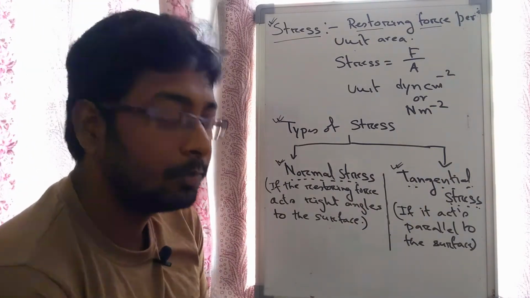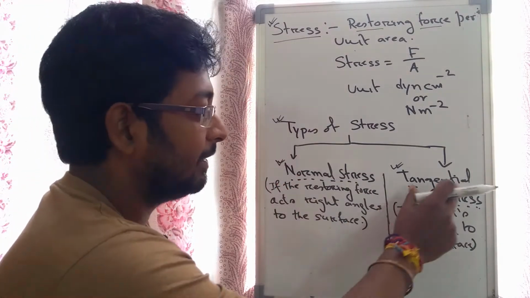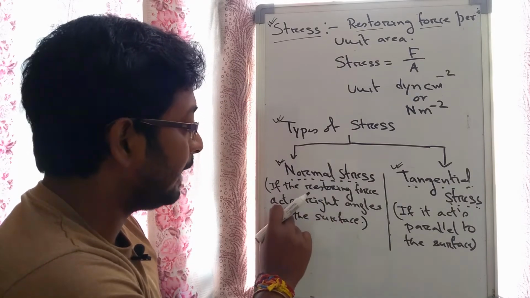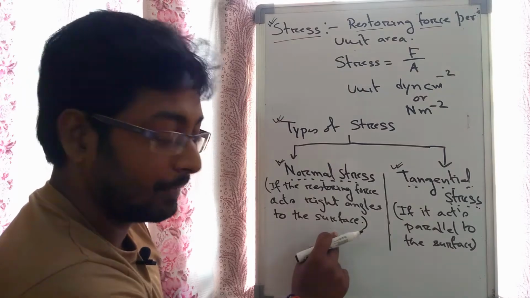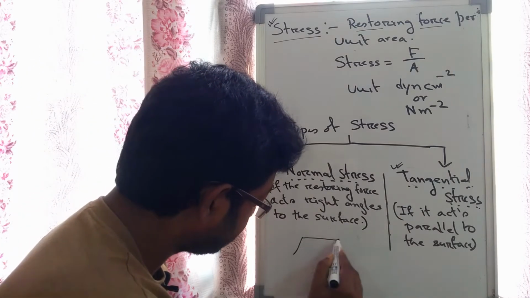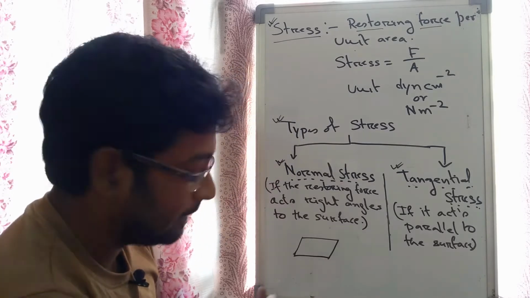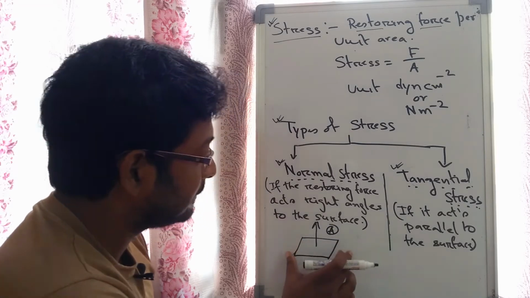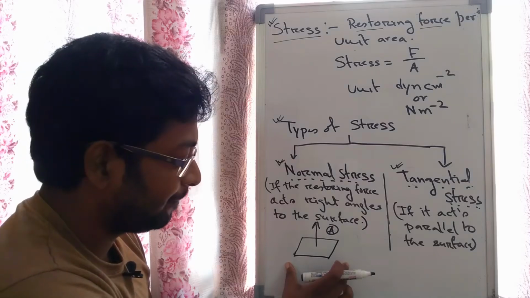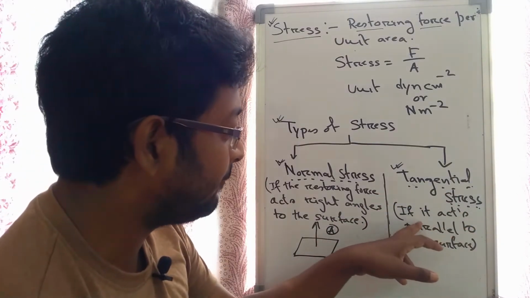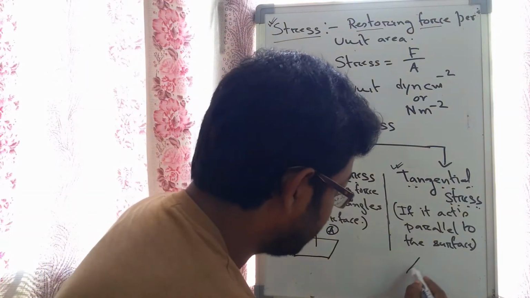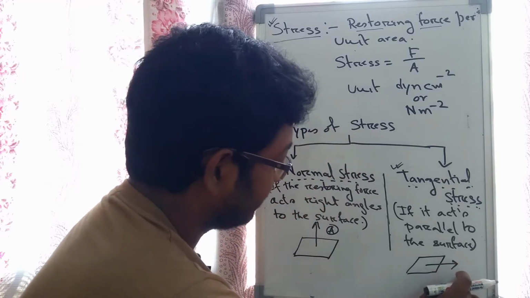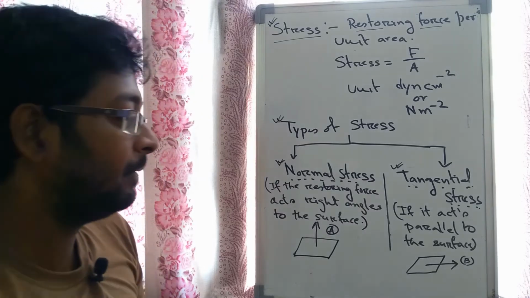Now stress is also of two types. One is normal stress and another is tangential stress. So what is normal stress? Normal stress is when the restoring force acts at right angle to the surface. So suppose I am drawing one surface. Suppose this is a surface, and if the restoring force acts at right angle to the surface, suppose this is the A, then this is the normal stress. Understood? And what is tangential stress? If it acts parallel to the surface. So same thing. Now this is one more surface, and if it acts parallel to the surface, then we can say this is the tangential stress.